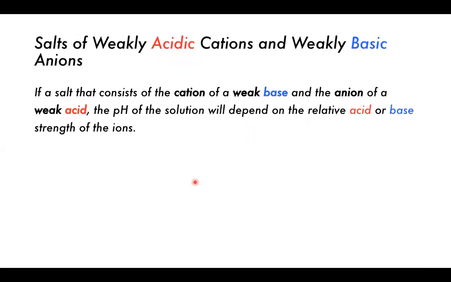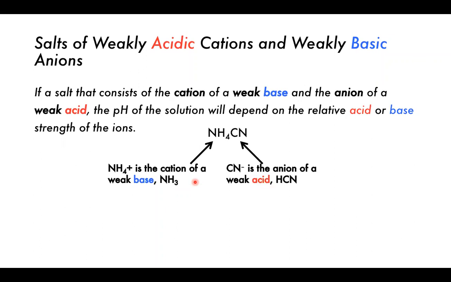Now the salts of weakly acidic cations and weakly basic anions. If a salt consists of the cation of a weak base and the anion of a weak acid, the pH of the solution will depend on the relative acid or base strength of the ions. For example, with ammonium cyanide, ammonium is the cation of a weak base, ammonia, and cyanide is the anion of a weak acid, hydrogen cyanide.